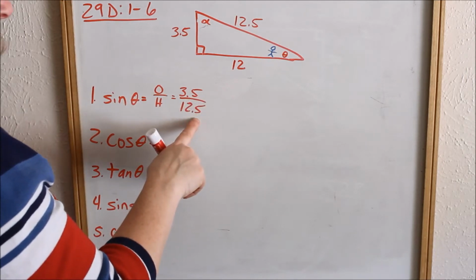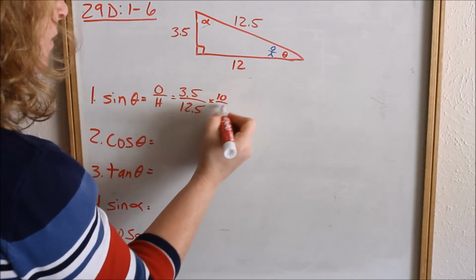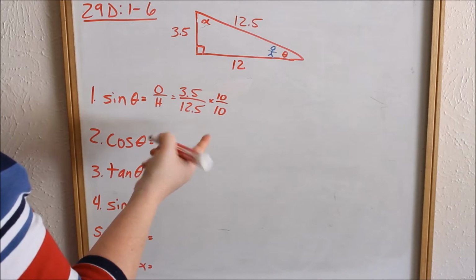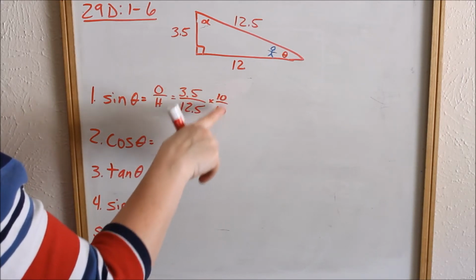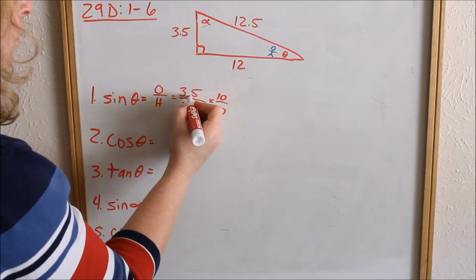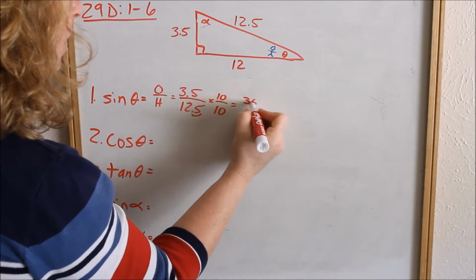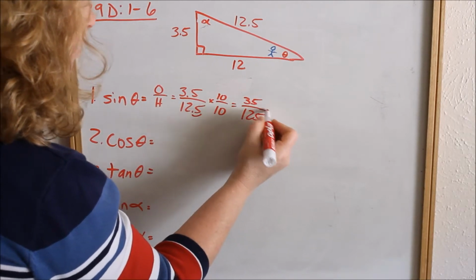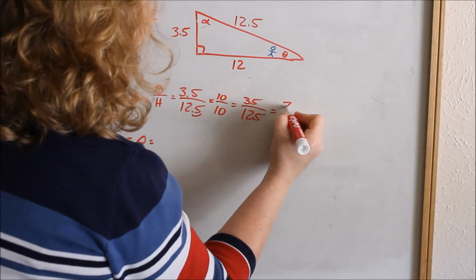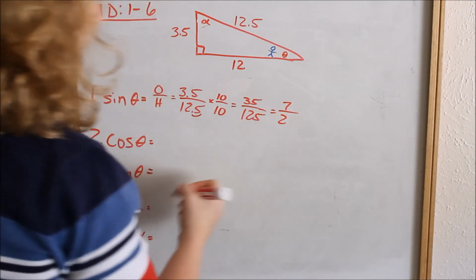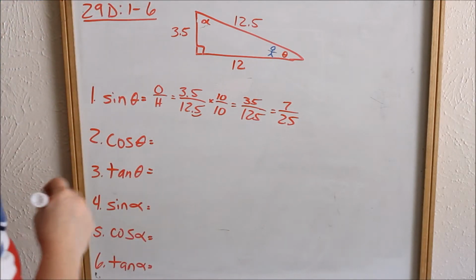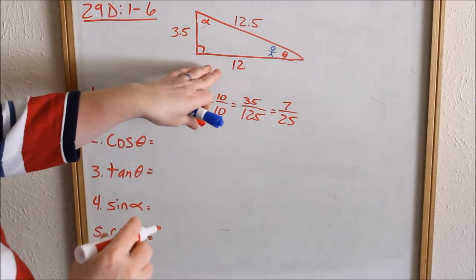Each one has 1 decimal place, so it means I need to multiply by 10. Whatever I do to the numerator, I have to do to the denominator. So if I do it to both, it's like I'm multiplying by 1. 10 divided by 10 is 1. So multiplying by 10 moves my decimal place over 1 to the right, and that becomes 35 over 125. Okay, I'm going to reduce that by 5. That becomes 7 over 25. 7/25.